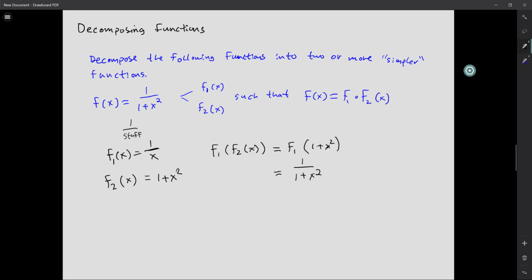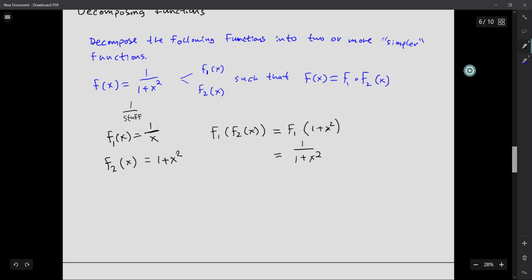So if I was looking for a derivative of 1 over 1 plus x squared in calculus, whenever that is, then all I really need to know is the derivative of 1 over x and the derivative of 1 plus x squared, both of which are very easy compared to what I would have to do with just f of x by itself.